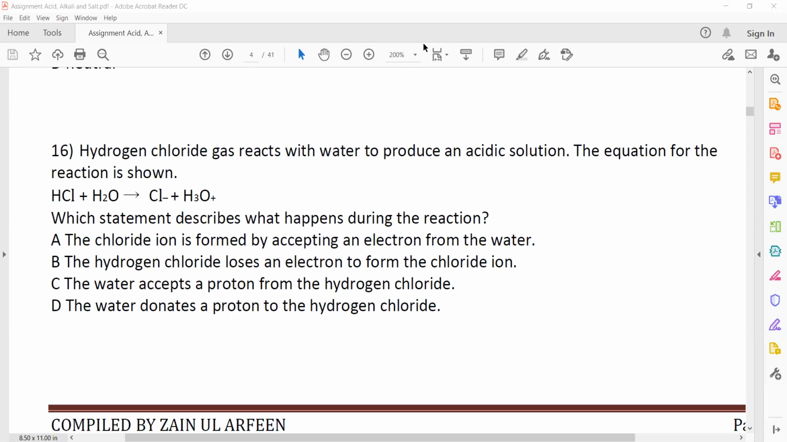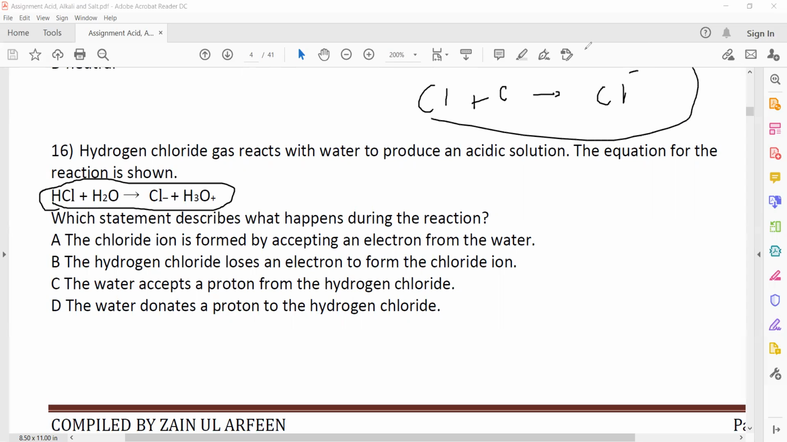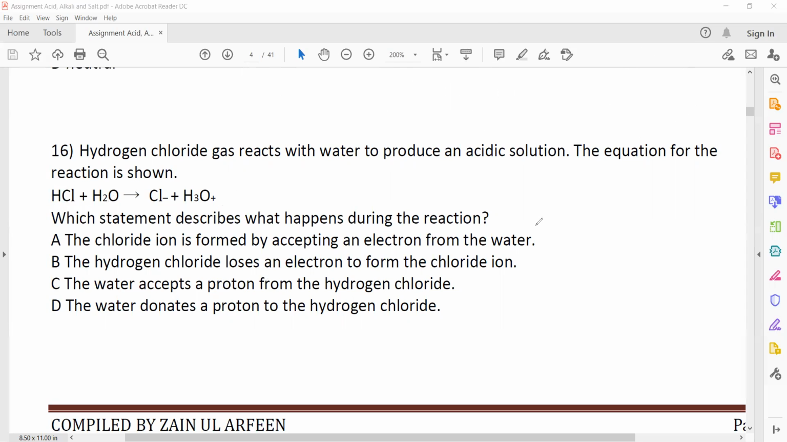Discussion 16. Why can A and B not be an answer here? Because this equation is not given in terms of electrons. Like if it was written as Cl plus electron changes to Cl minus, then the electron is shown. But in this equation, electrons are not shown or given. That's why you cannot answer in terms of electrons.